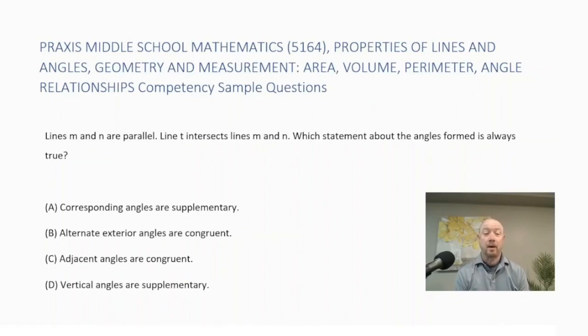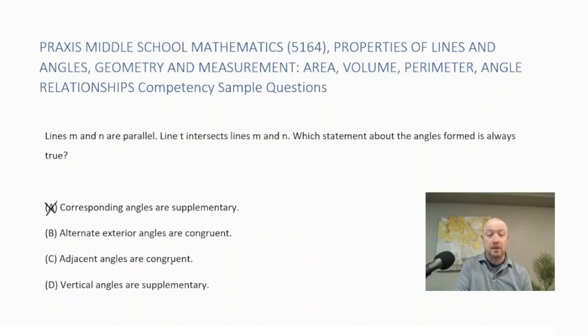Lines M and N are parallel. Line T intersects lines M and N. Which statement about the angles formed is always true? So we're talking about two parallel lines cut by a transversal. So if we look at the choices here, corresponding angles are supplementary. That is not a true statement. Corresponding angles are congruent. So choice A is out.